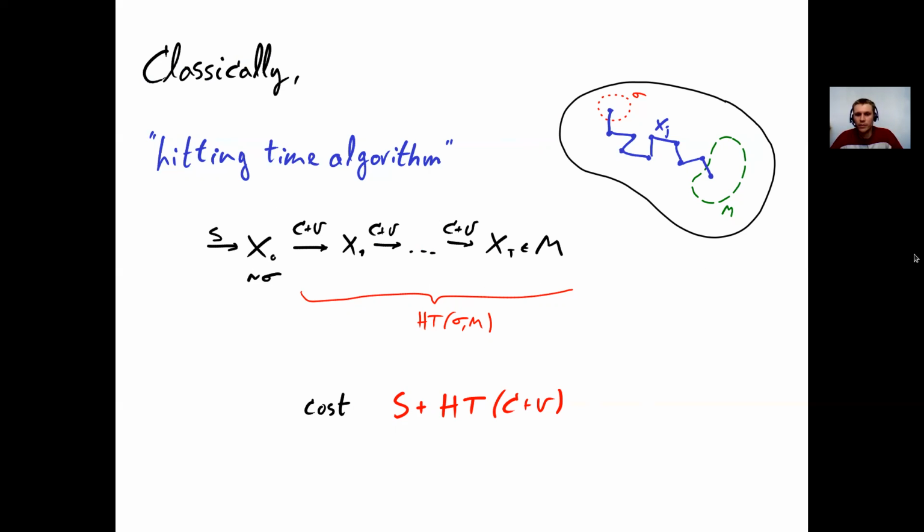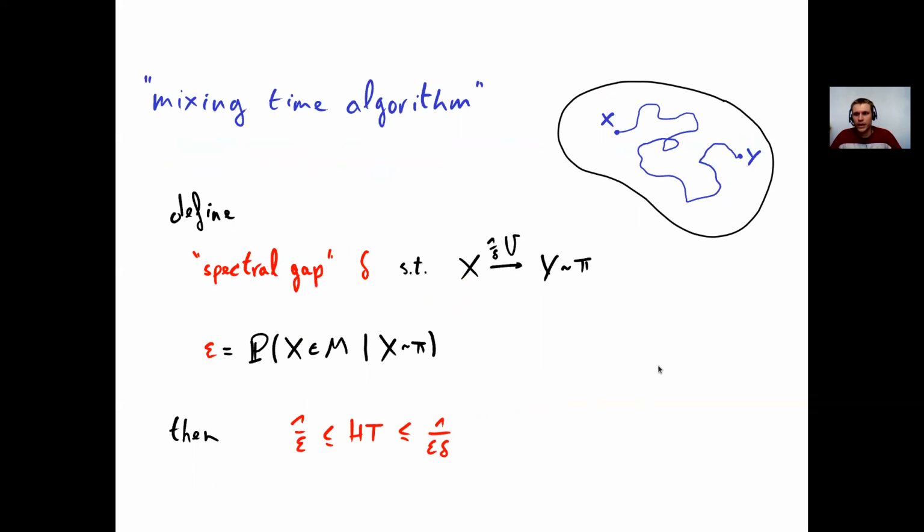But it's not the only algorithm, and in some cases, we might actually prefer a different kind of algorithm, which we call the mixing time algorithm. Now for that, I'll first define some things. One thing is the spectral gap of the random walk, and I'll loosely define it here as basically the number of updates that we have to do, so that starting from any state x, the state y, that's the resulting state after 1 over delta steps, is approximately distributed according to pi, which is the stationary distribution of the Markov chain. So you can think about 1 over delta as essentially denoting the mixing time of the random walk. I would also define epsilon as being the probability of getting a marked element if we sample a state according to the stationary distribution. Then one can show that the hitting time is at least 1 over epsilon, but it's also at most 1 over epsilon delta.